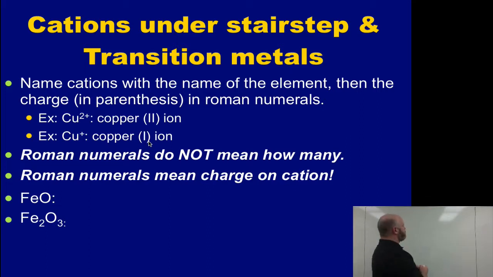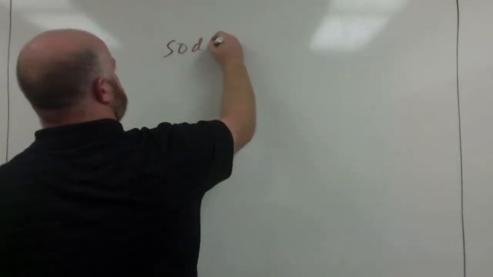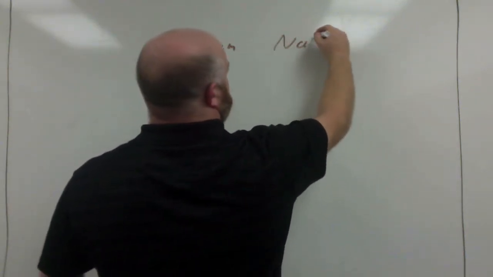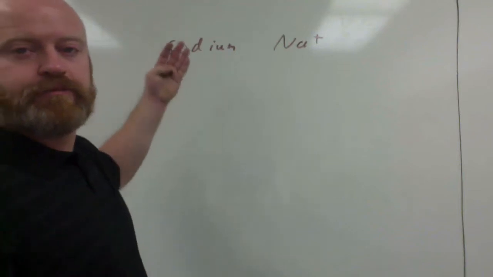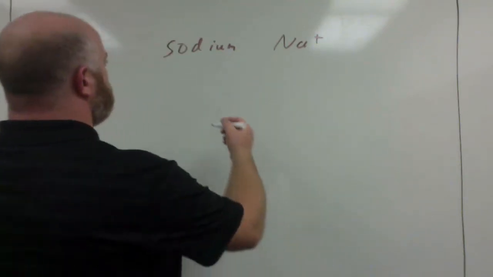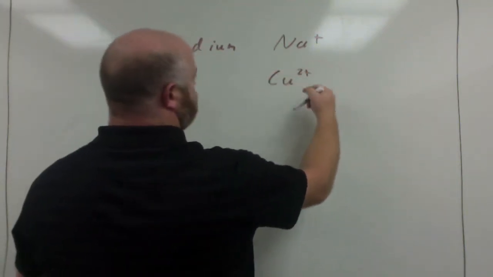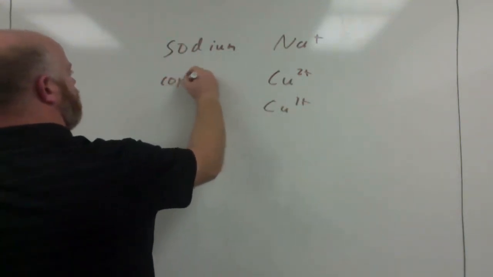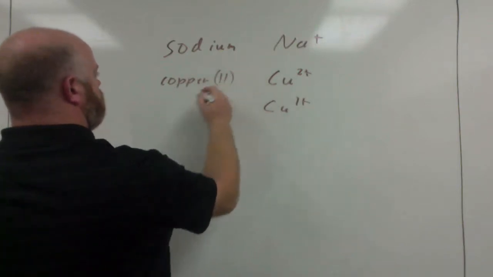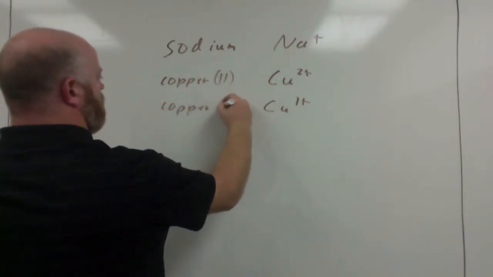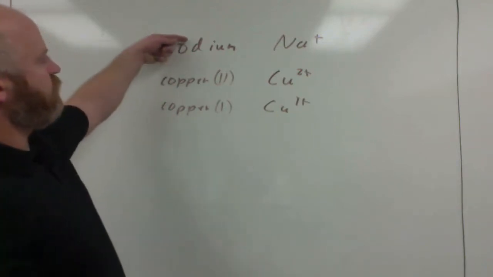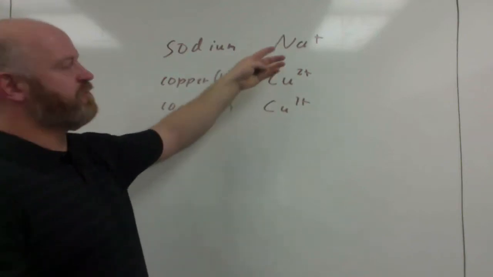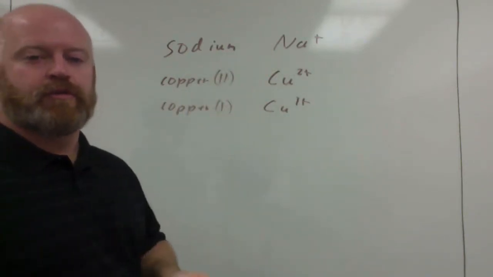Okay? So for example, when we're working with sodium, sodium always is Na plus. So we just call it sodium. We don't ever give it any other name besides sodium. But because copper is a 2 plus or 1 plus, we call it copper 2 or copper 1. Notice how sodium doesn't have the Roman numeral behind it, but these two do because they have more than one possibility. Sodium only has one possibility, so we don't use a Roman numeral behind it.